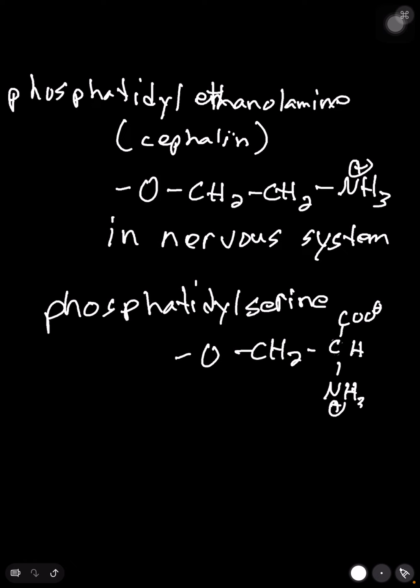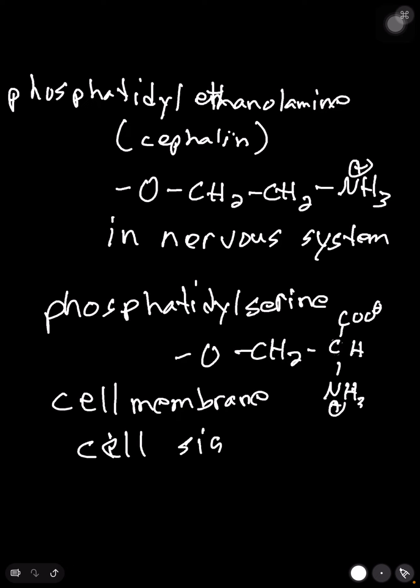So this is a case where you have a serine residue that's attached to your phosphorus. Specifically, this one's in the cell membrane quite a bit. It's in some other membranes as well, but the cell membrane is probably going to have it more than others. This one's also involved in what we call cell signaling.